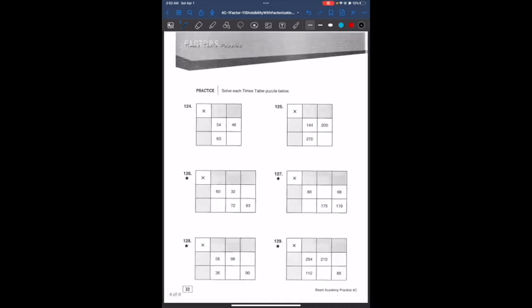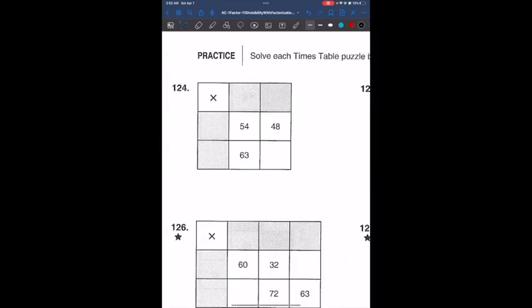So we're on the last page now, and we have 6 more timetable puzzles to solve. And so for problem 124, 54 can be expressed as 2 times 3 times 3 times 3. And 48 is 2 times 2 times 2 times 2 times 3. And 63 is 3 times 3 times 7.